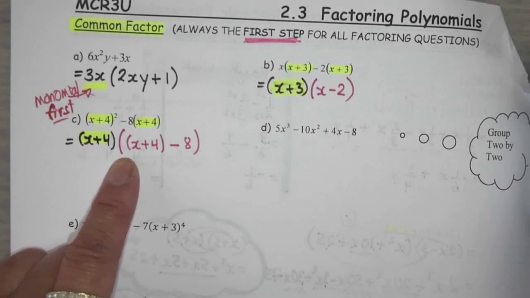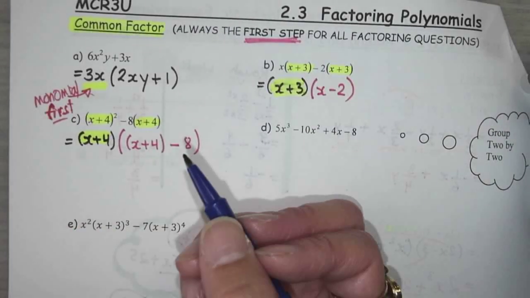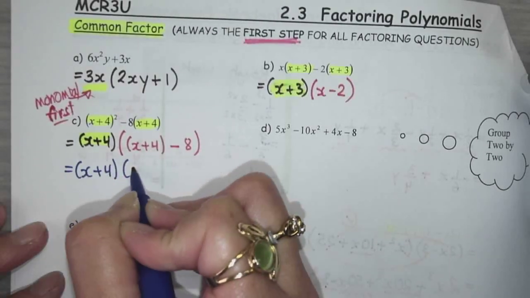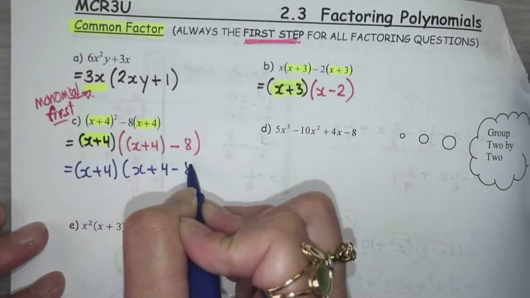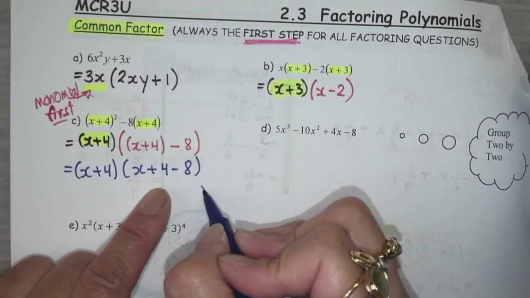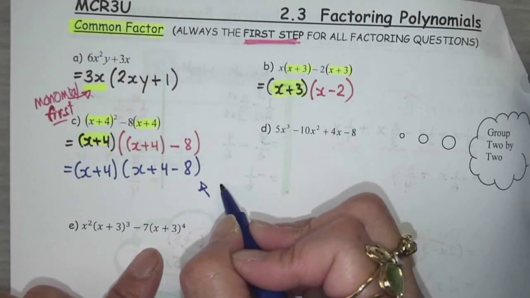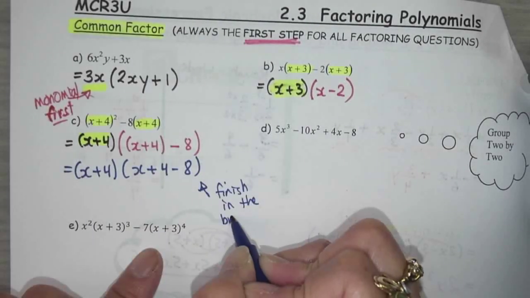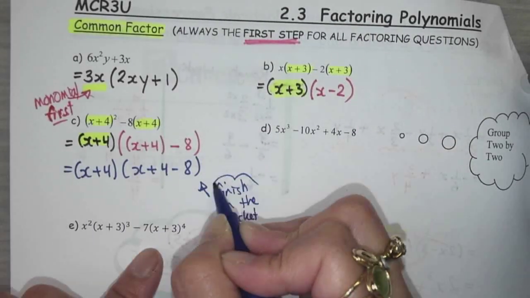If you took it out on the first step, that's fine. But what we don't want is extra brackets on our answer. Okay, we always want to finish this up, right? So we want to finish in the bracket. Whenever possible, we want to collect up the like terms.